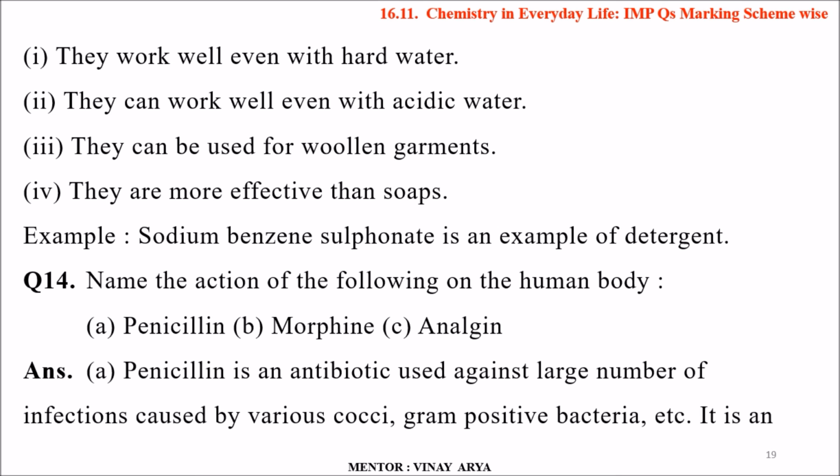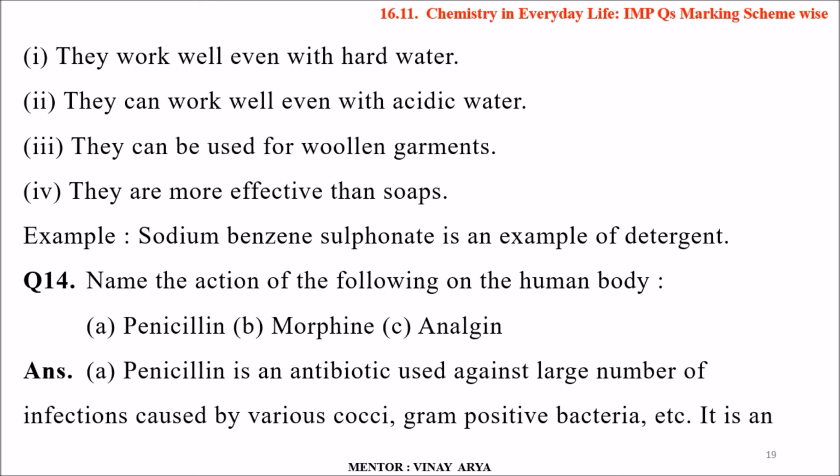Coming to question number 14. Name the action of the following on the human body. First, penicillin. Second, morphine. Third, analgesic. I repeat, name the action of the following on the human body. A is penicillin, B is morphine, C is analgesic.